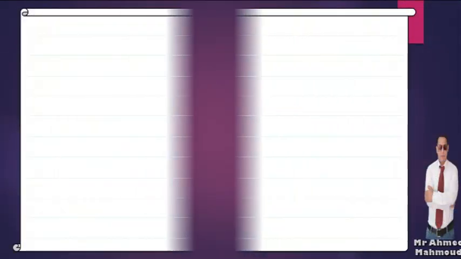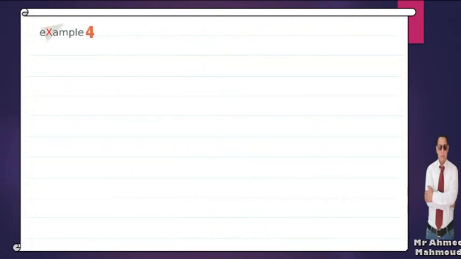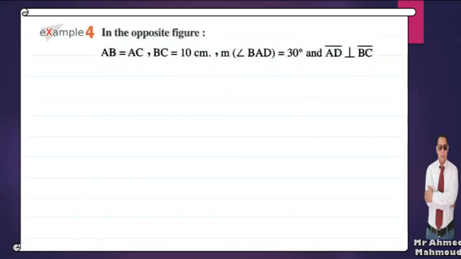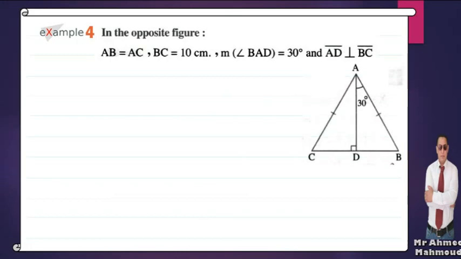The next problem with us, example 4. In the opposite figure, AB equals AC, as we see. Now it's an isosceles triangle. BC equals 10 centimeters. Measure of angle BAD equals 30 degrees. AD is perpendicular to BC, and all the givens appear in the shape. The first required with us: find the length of BD and the length of AD.